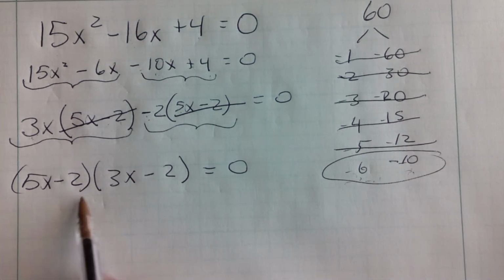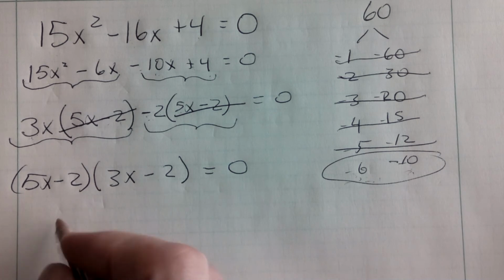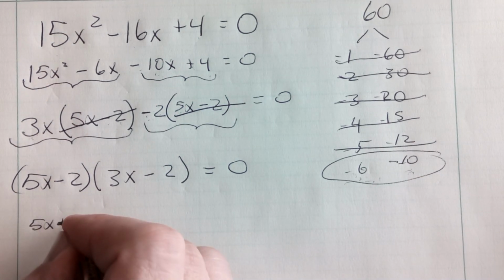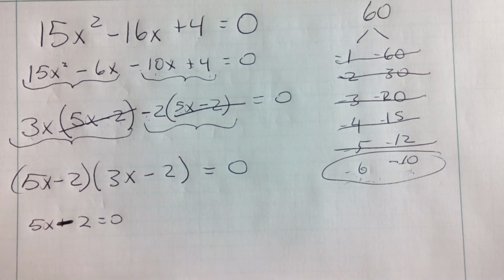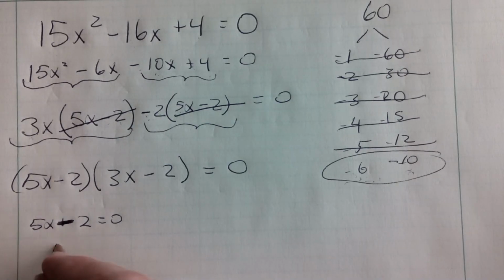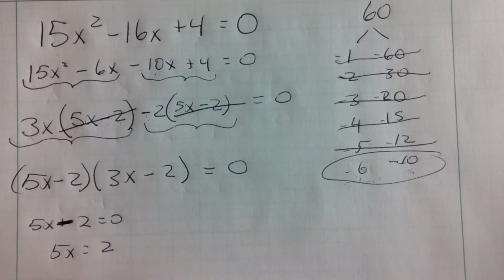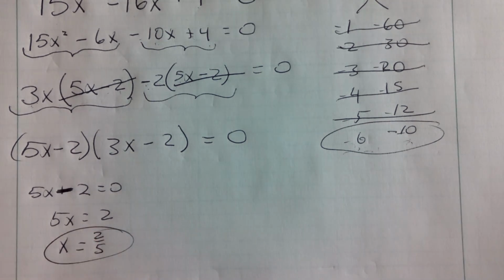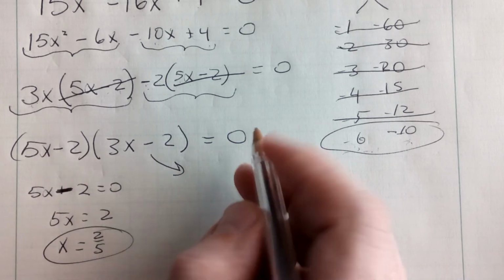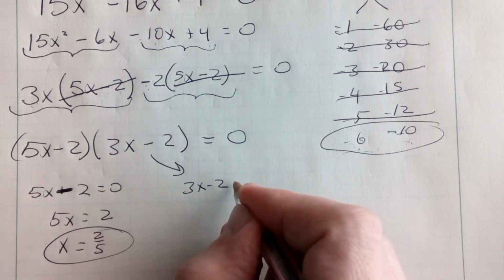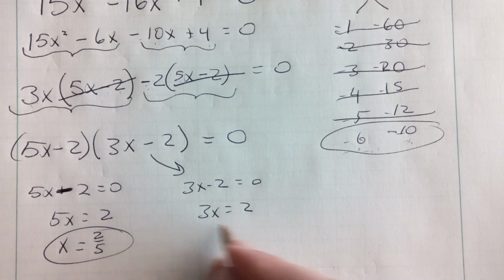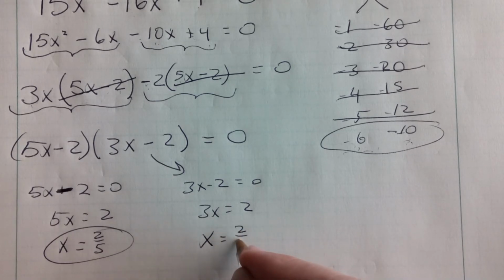Remember, this is a product that equals 0, so I set the first factor, 5x minus 2, equal to 0 and solve. So I get 5x equals positive 2 when I add the 2 over, and then x equals 2/5. So there's my first solution. For my next solution, I'm going to set the other factor equal to 0. 3x minus 2 is equal to 0. Add the 2 over, I get 3x equals 2. Divide by 3, I get my other solution of 2/3.